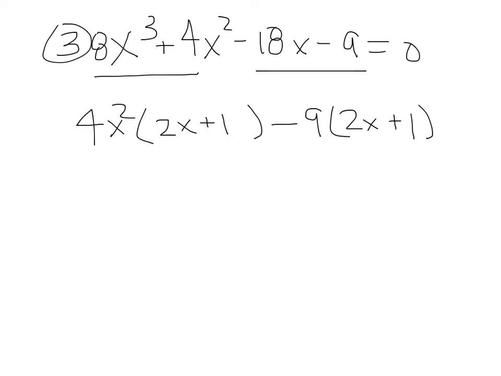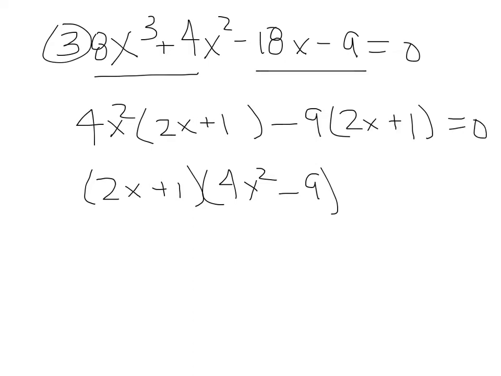So from those two terms, I'm going to factor out that greatest common factor of 2x plus 1, and when I divide this by 2x plus 1, I'm left with 4x squared, and when I divide this by 2x plus 1, I'm left with minus 9. Now these are still equal to 0, and when you have two factors being multiplied and you have a product of 0, you can set each factor equal to 0.